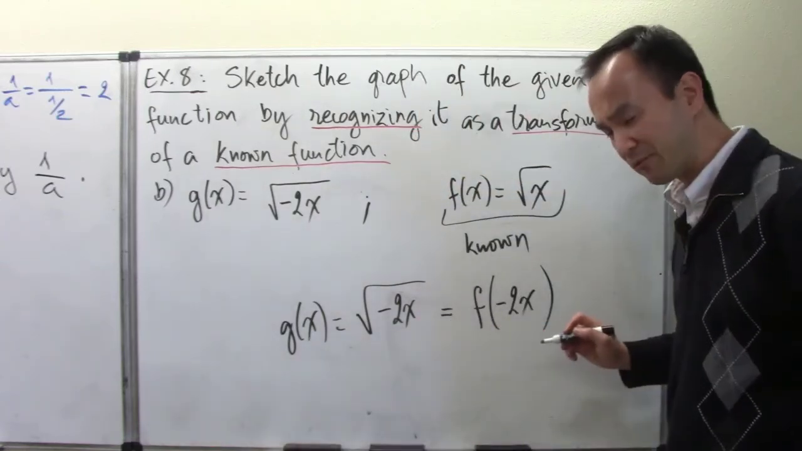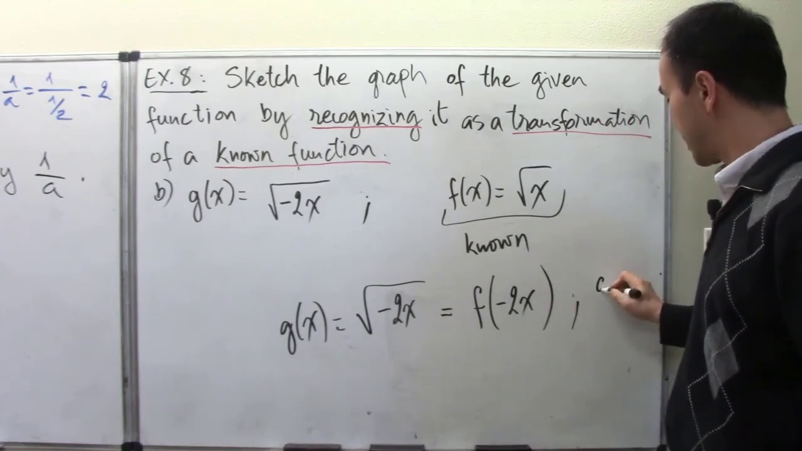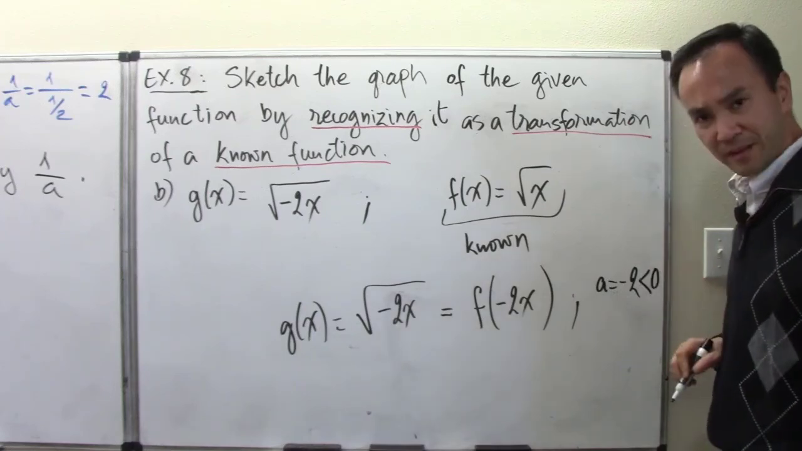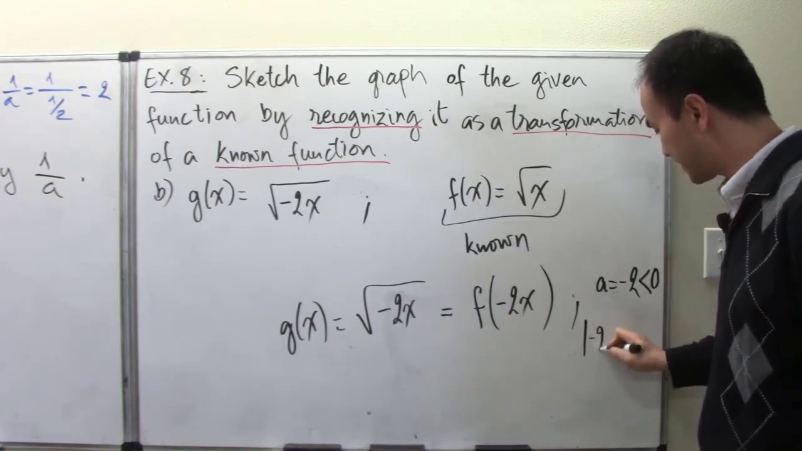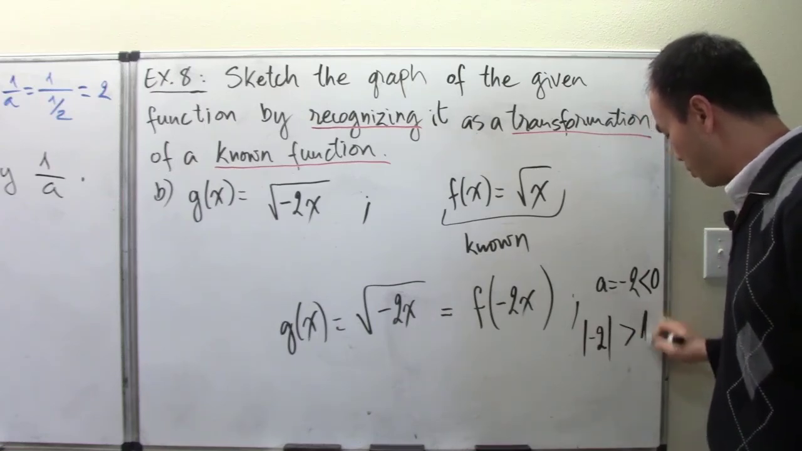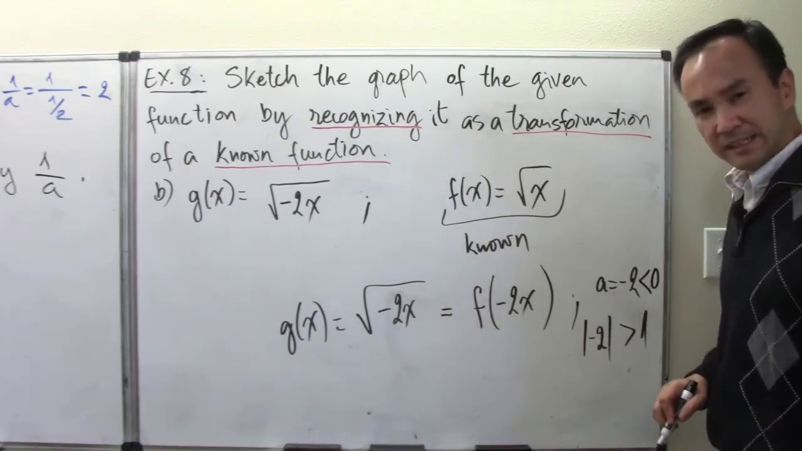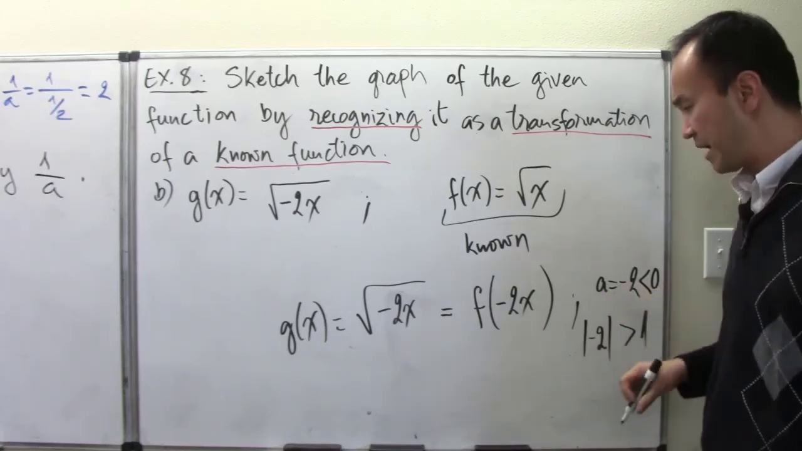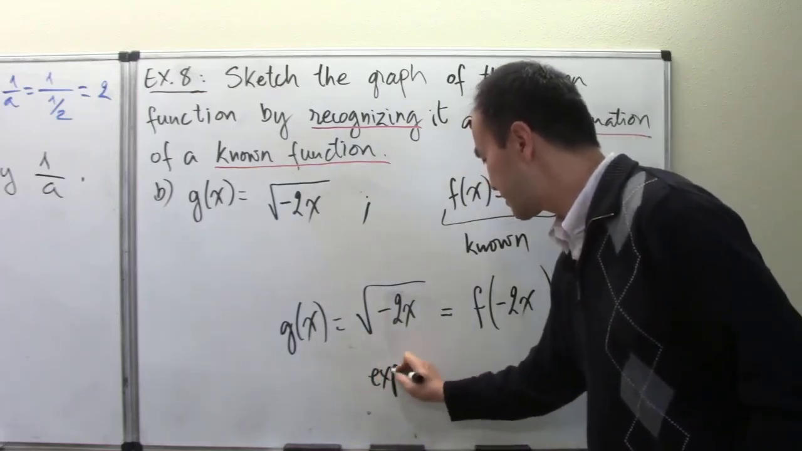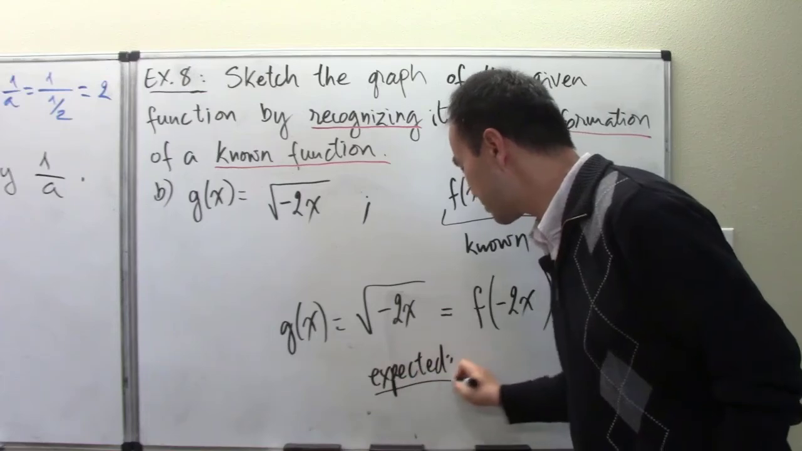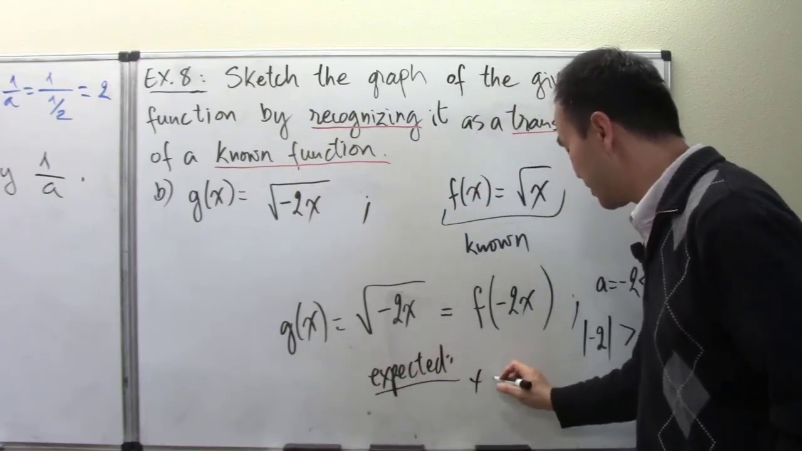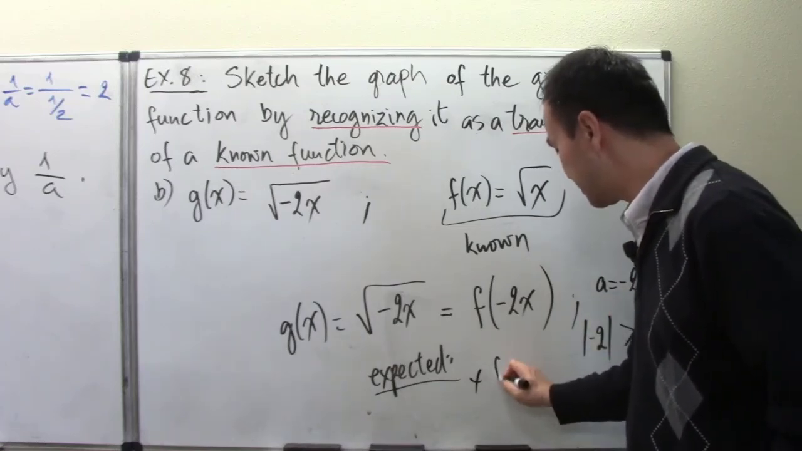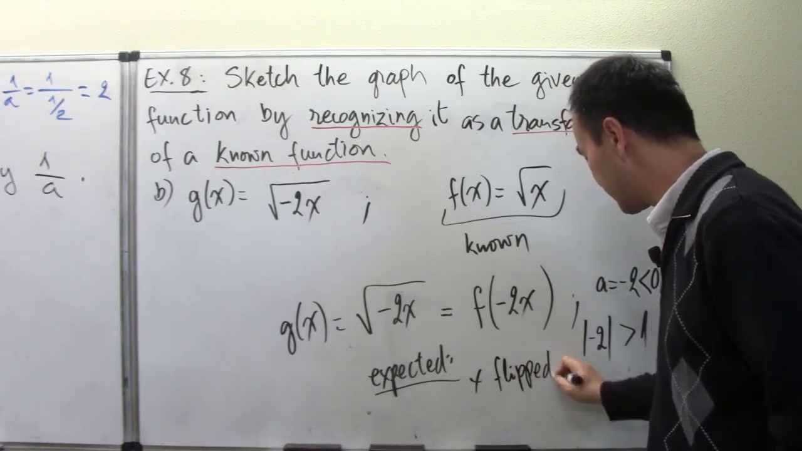What I see now is that the a value in this case is -2, which is obviously negative. The absolute value of this a is well above 1, greater than 1. That's all we need for now. This is a negative coefficient, so in my expectation, number 1, we have a flip. Because the a here is negative, it's going to be flipped horizontally, of course.